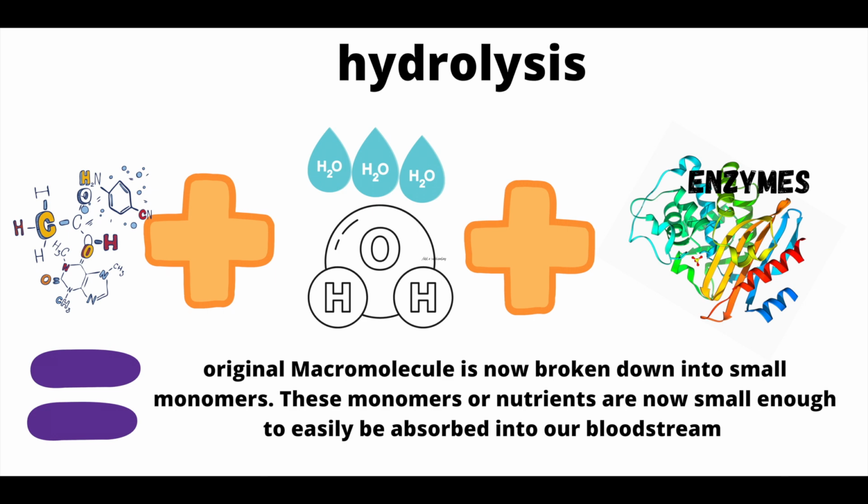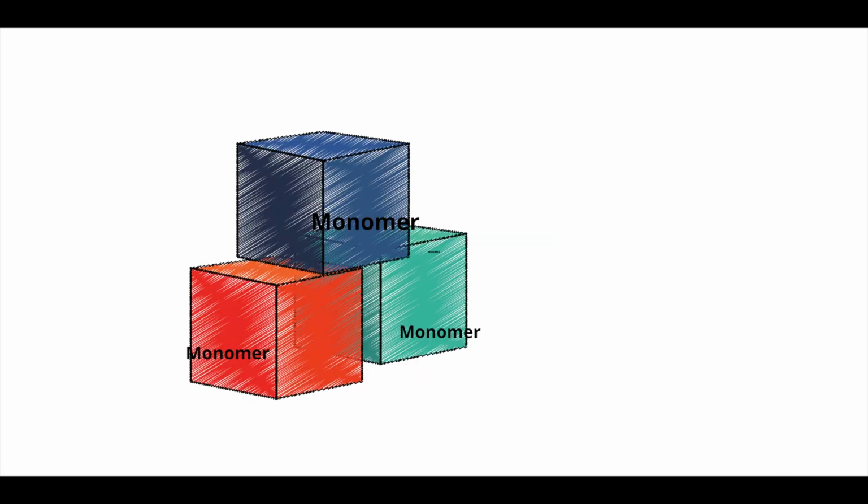So just remember that word hydrolysis. The true definition of it is the chemical breakdown of a compound due to reaction with water. So just remember that in the hydrolysis process, compounds are immersed in water and enzymes help break down these compounds into smaller substances. So let's first start with what these macromolecules are made out of.